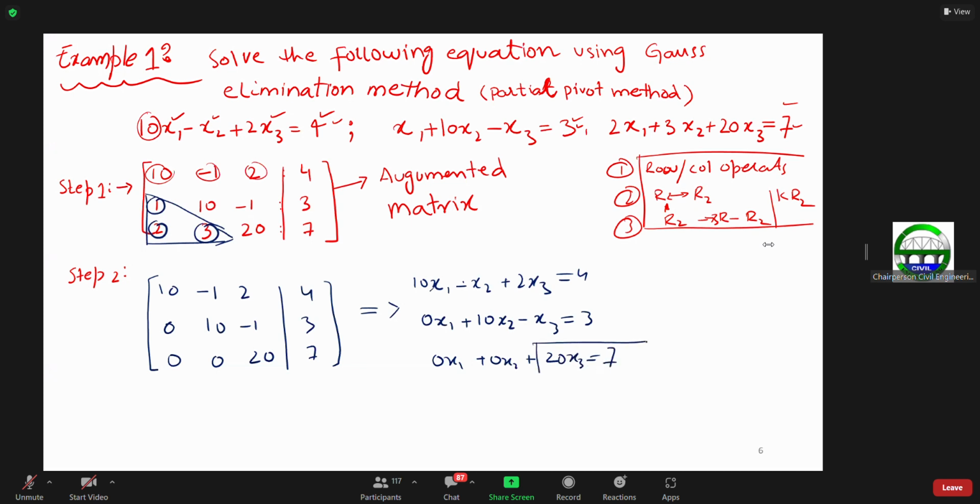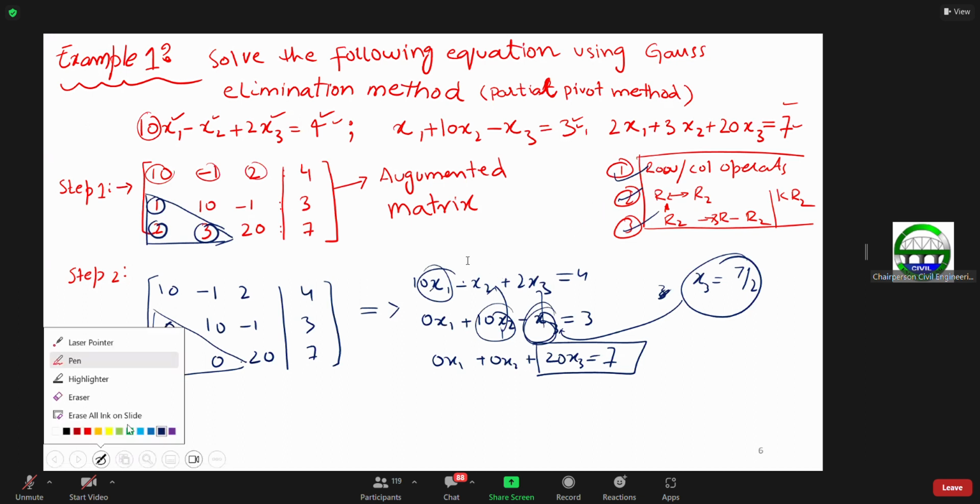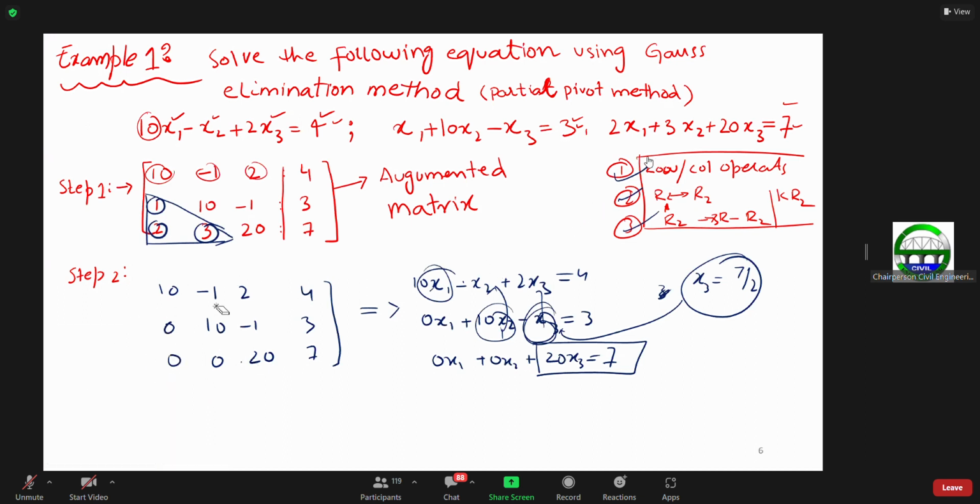So from here we will find x3 is equal to 7 by 20. If we know x3, then put this value of x3 in here and find x2. When we have x2 and x3, put the values in here and find x1. Okay, so this is the main agenda of this technique, that we have to make these elements 0 by applying the row or column operations. Okay, so let's start in a practical way.